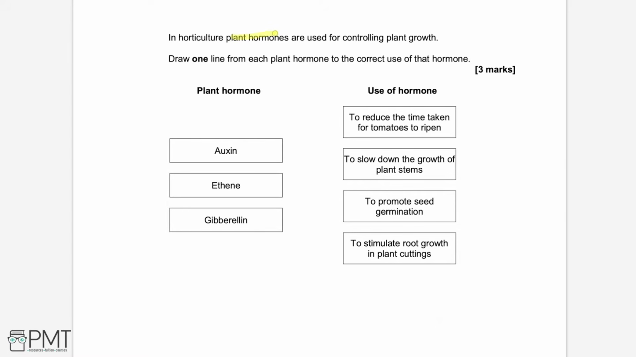In horticulture, plant hormones are used for controlling plant growth. Draw one line from each plant hormone to the correct use of that hormone. The 3 hormones here are auxin, ethene, and gibberellin. As we've just discussed, auxin is involved in the growth of roots. Therefore, it's used in the industry to stimulate root growth in plant cuttings.